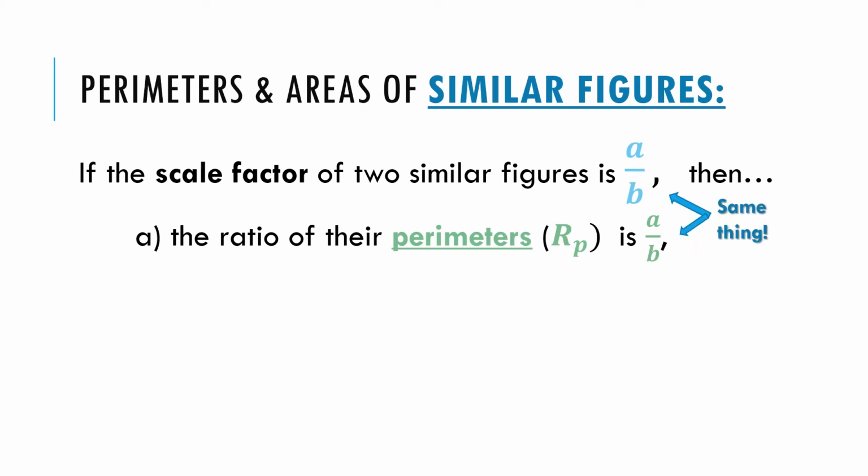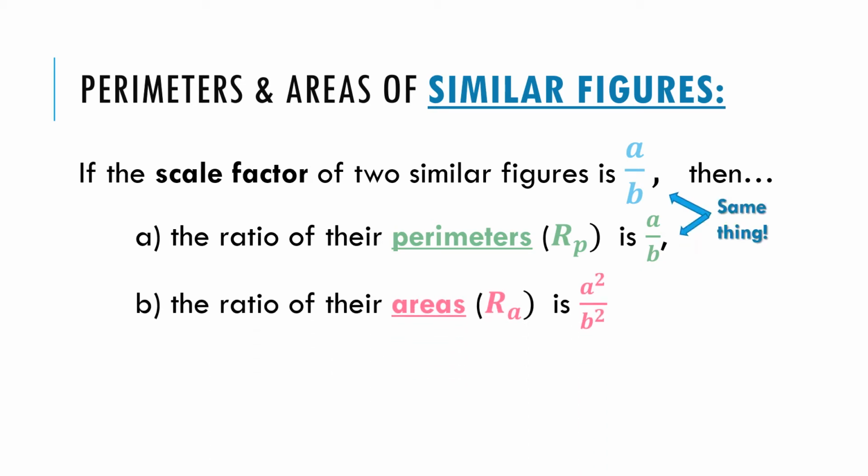If I'm making ratios. Okay. And then this is kind of the fun new thing: the ratio of their areas, the capital R, little a, ratio of areas, is A squared over B squared, which hopefully you guys noticed in your chart that you worked on yesterday.